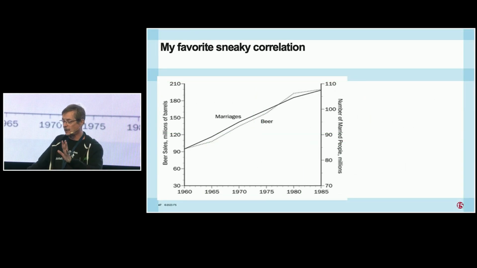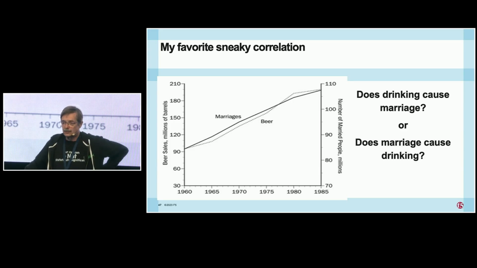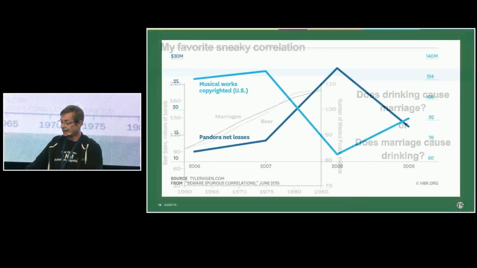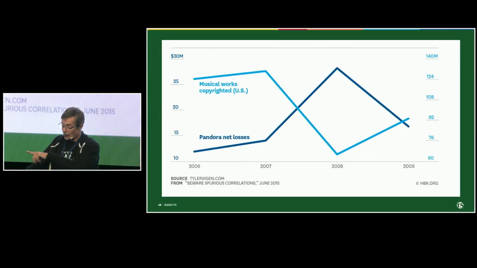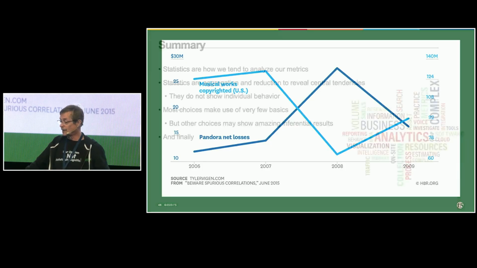And this is my favorite sneaky correlation. This is the correlation of marriage to the sale of beer, and they are almost a perfect match. So does drinking cause marriage, or does marriage cause drinking? No, neither one. It's a confounding variable. Something else is causing these. In this particular case, it's population growth and aging. As we got more population, we got more people growing up, more people got married, more people drank beer. And that's a confounding variable. Correlations are sneaky. And by the way, correlations can go both ways, so you can have reverse correlations for this.